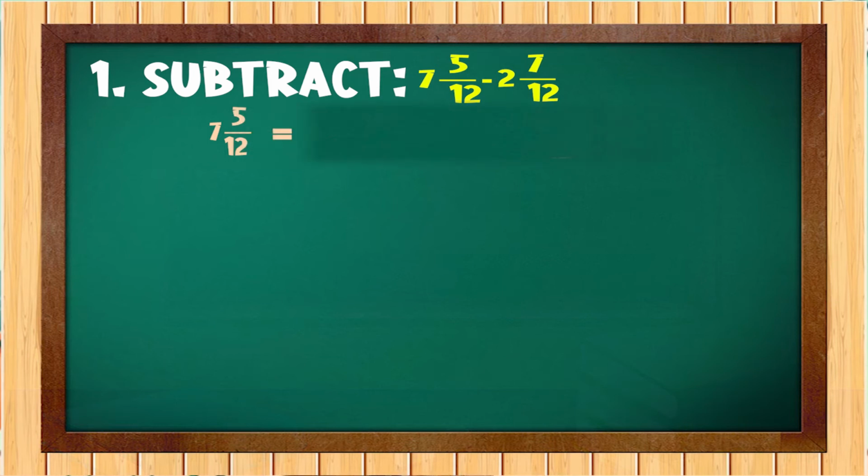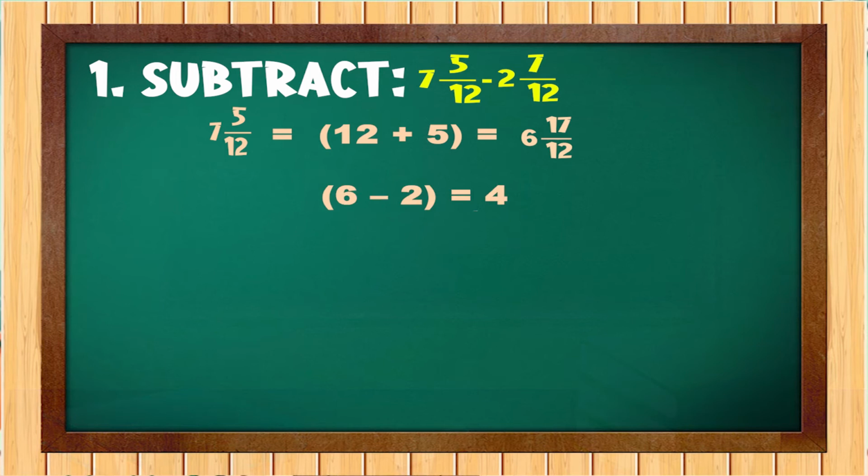To do this, we must bear in mind that the value of 1 whole is 12 twelfths, because the denominator is 12. So when we borrow 1 from the whole number 7, we add the value of it, which is actually 12. So 12 plus 5 would give us 17. Therefore, the fraction 5/12 now becomes 17/12. But the whole number does not remain at 7 because we have borrowed 1 from it. So the mixed number now becomes 6 and 17/12. Now that fraction is perfect for us to continue with the problem.